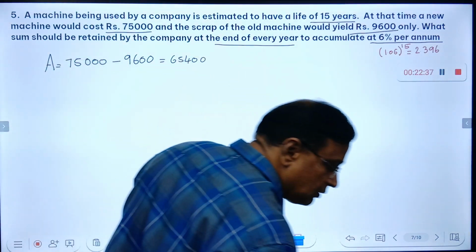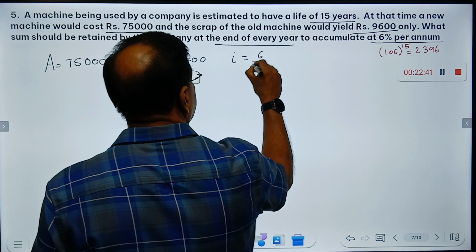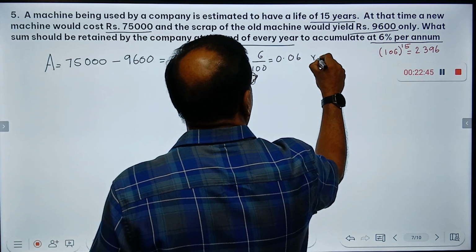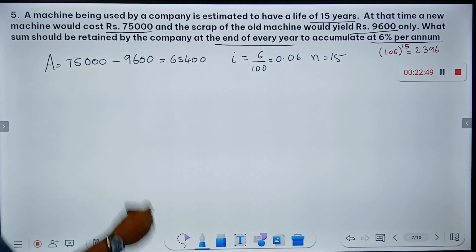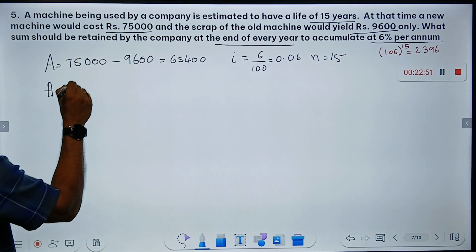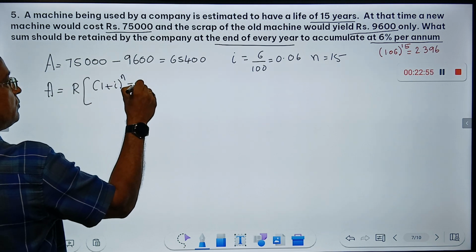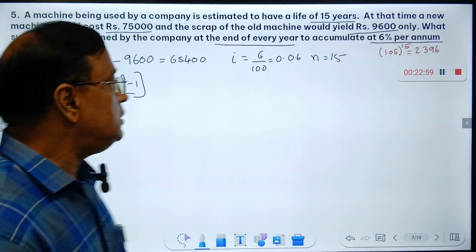I get A = 65,400, my interest rate is 6 by 100, which is 0.06, and the number of years is 15. Now take all these data and substitute. So amount equals R into (1 plus i) power n minus 1, divided by i. Correct? Now what is A?